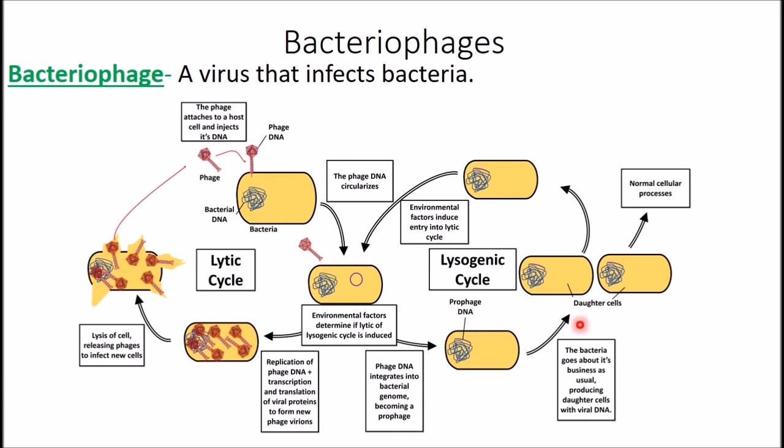And then it'll go out its usual business. Some will replicate, and you'll get daughter cells all containing the viral DNA. And then some environmental factor will increase the transcription and subsequent translation of this locus, and you'll get into the lytic cycle.